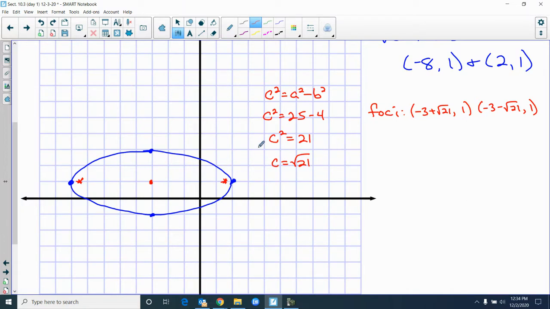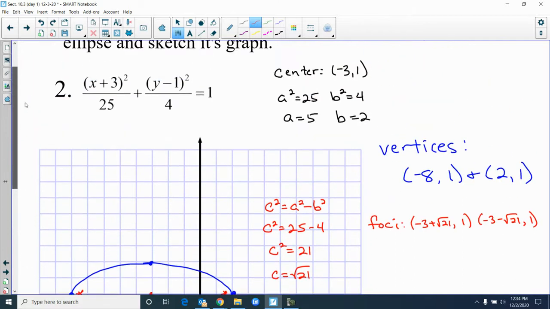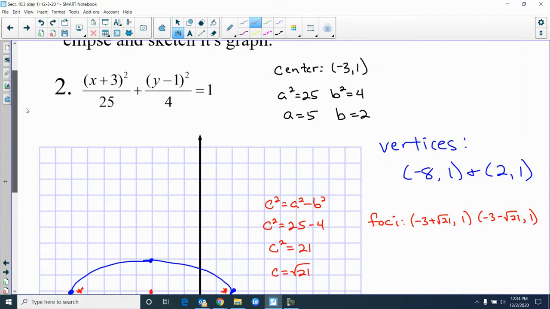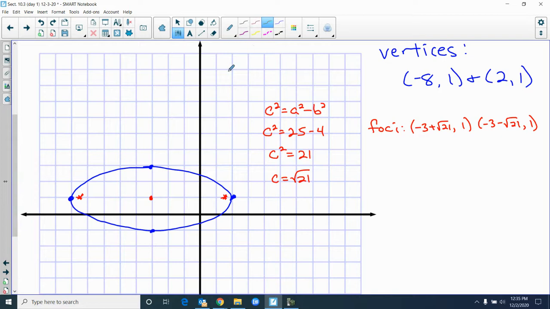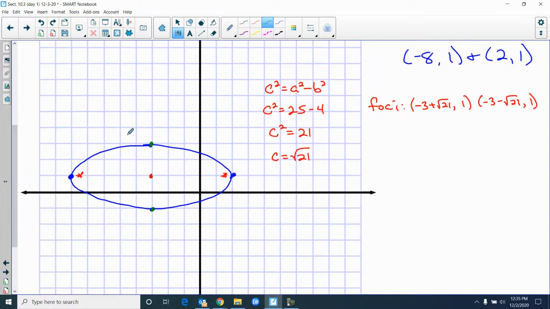Okay. So we got all our facts. We got the foci, we got the two vertices, we got the graph, and then we got the center. Now, these 2 points right here, I said earlier, there's a tendency to want to call them vertices. Those are the endpoints of the minor axis. If they do ever ask for the endpoints of the minor axis, this is what they're referring to. The endpoints of the major axis are also known as vertices. So just an FYI there.